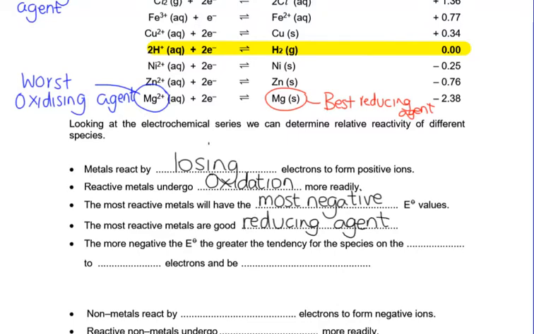So the more negative the electrode potential, the greater the tendency for the species on one side of the equation to lose electrons and be oxidized. So which one loses electrons? Is it the thing on the left or the thing on the right? The thing on the left gains them to become the thing on the right. So the thing on the right hand side of the equation loses them to become oxidized. So that was metals.